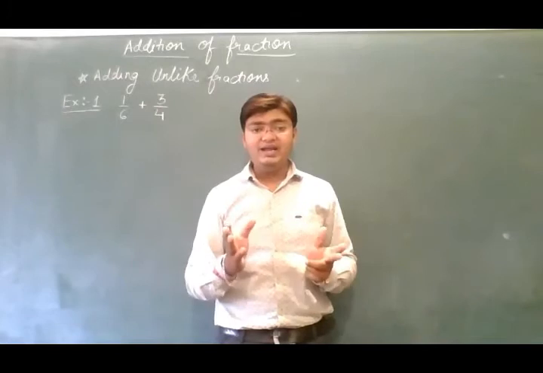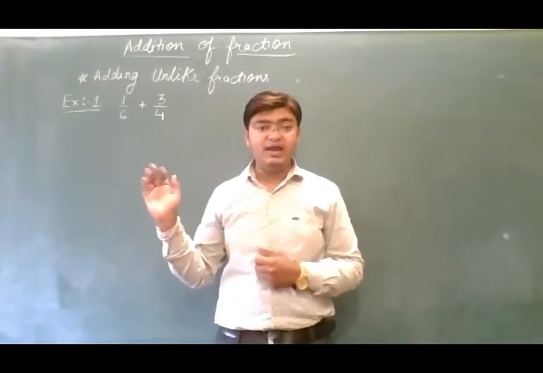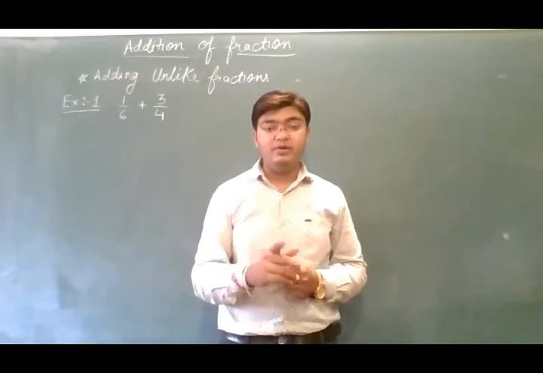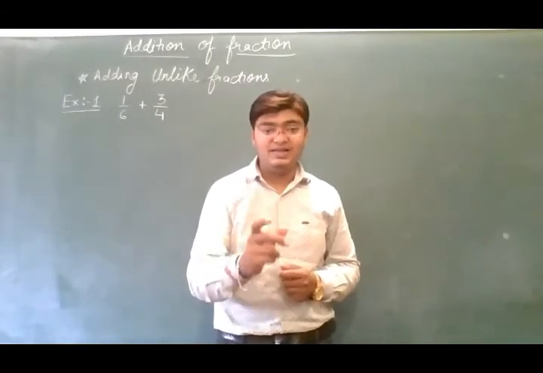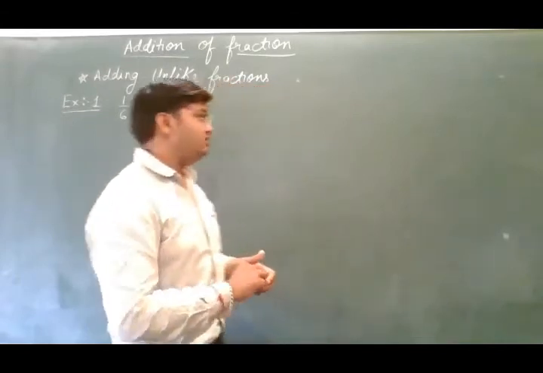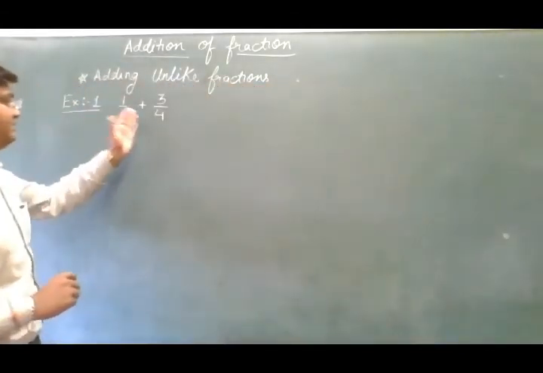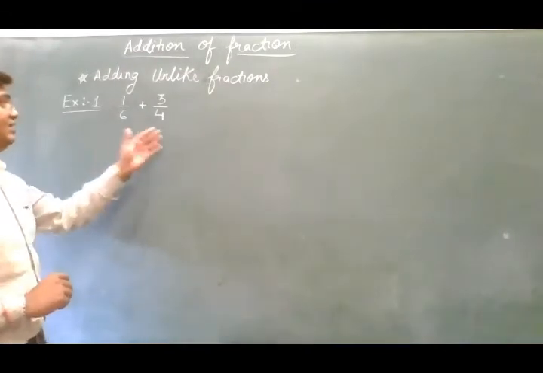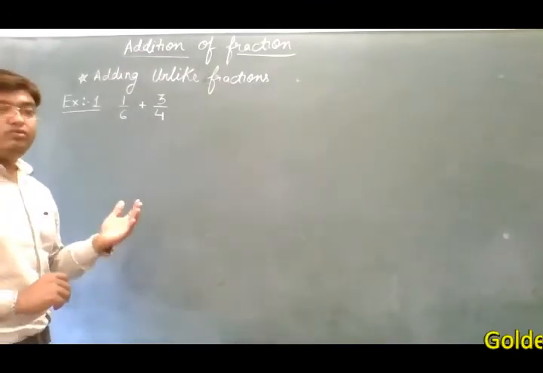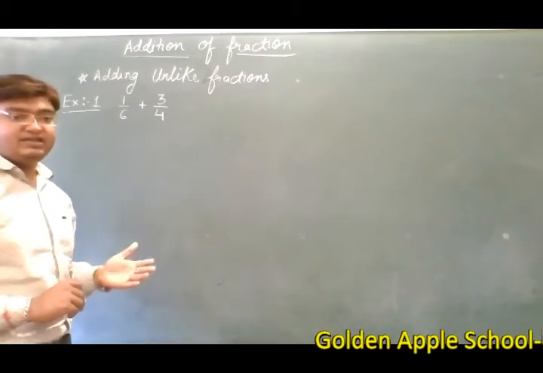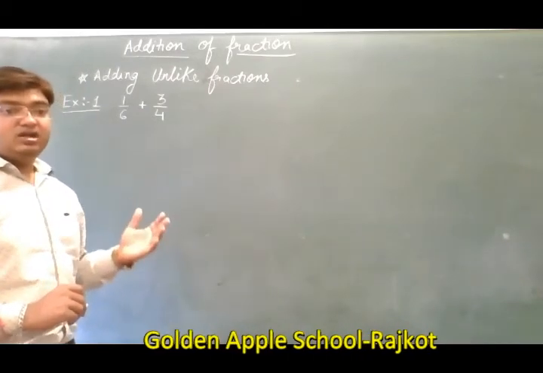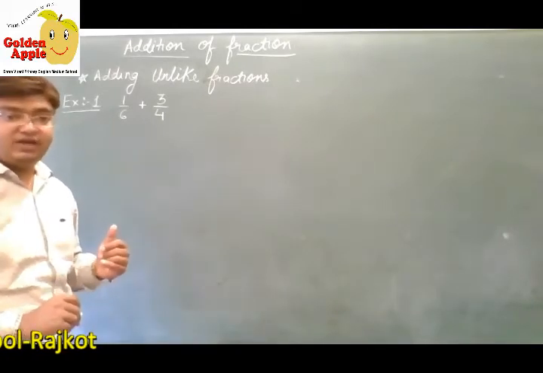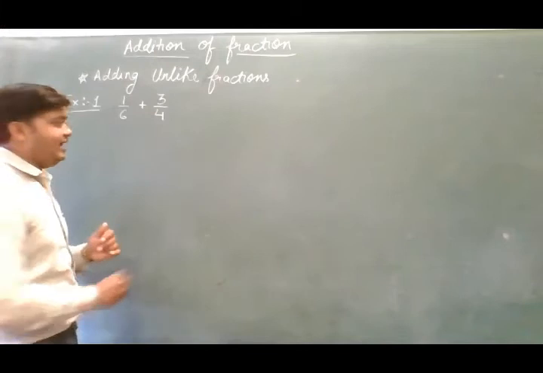Now, how are we going to add this type of fraction? Let's have a look. In this video I'm going to explain everything step by step. So the first step: when you see 1 upon 6 plus 3 upon 4, the first thing that should come to your mind is that these are unlike fractions. To add unlike fractions, it is very necessary to change them into like fractions. To do that, first of all, we need to find the LCM. Let's find the LCM.